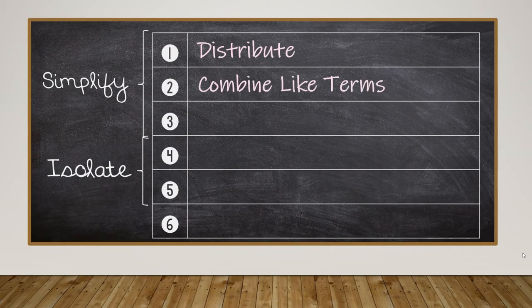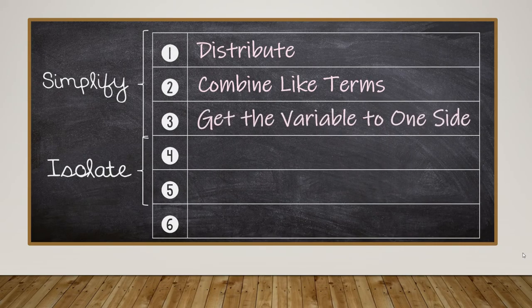Then we combine like terms. So to be like terms, remember they have to be the same variable, and they also have to be on the same side of the equal sign. And then if you have a variable on both sides, we want to get the variable to one side. So you will either add or subtract a term to get rid of it from one side.